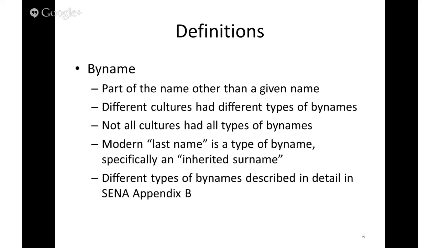The other thing we have is a byname. Basically, a byname is any part of the name that's not the given name. There are lots of different types of bynames, and not all cultures used all of those types. What we think of as last name today is a type of byname. Specifically, it's a type of byname called an inherited surname. SCA Appendix B describes in detail all the different types of bynames. We're going to hit the highlights, but if you want more info, that's the place to look.